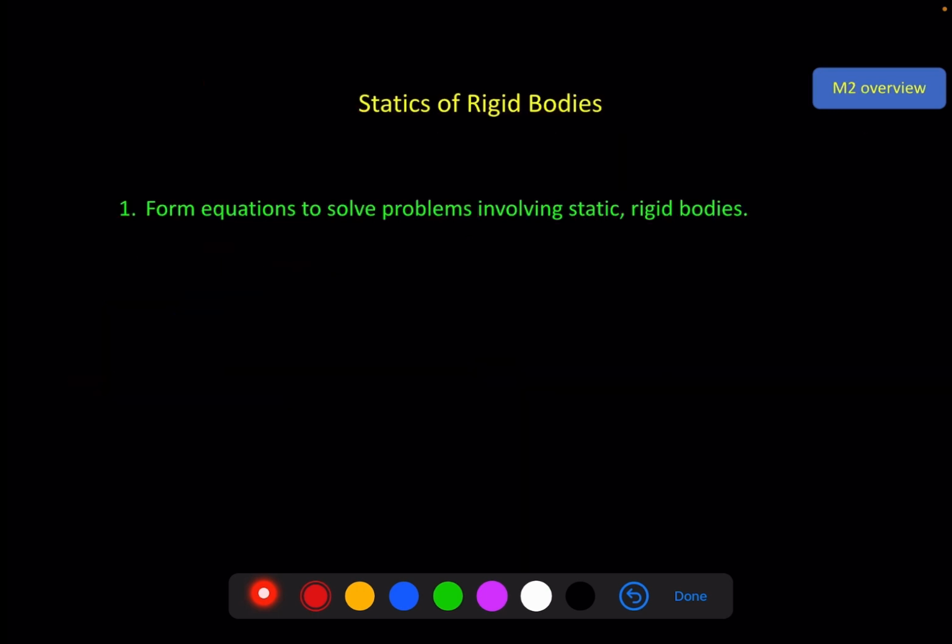In this chapter, we only have one video, and that is to form equations to solve problems involving static, rigid bodies, very similar to what we've just done, but rather than a particle, it will be a rigid body like a rod or a ladder or something like that.